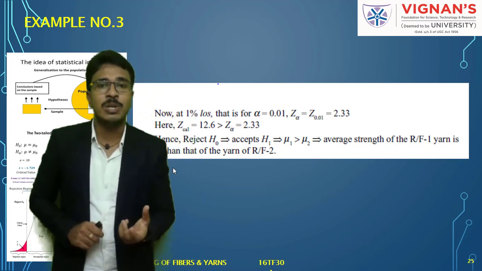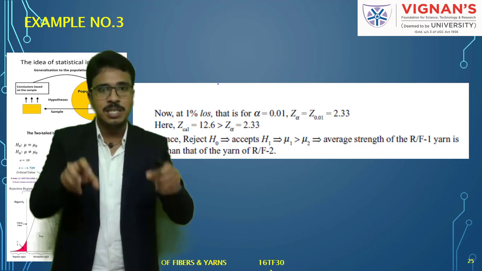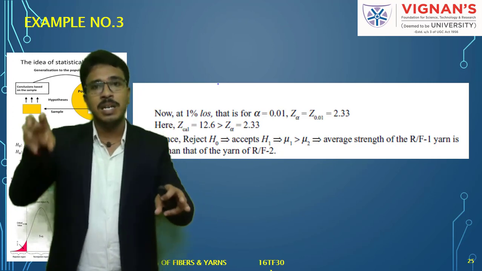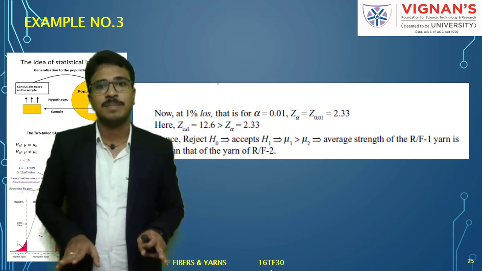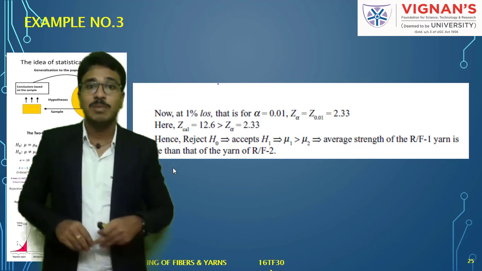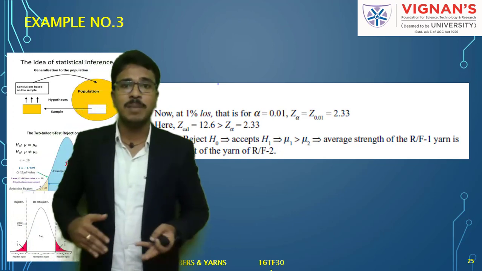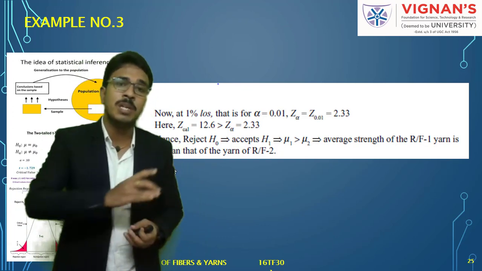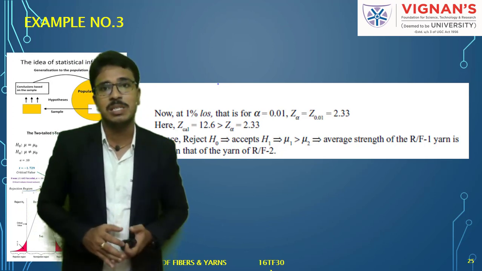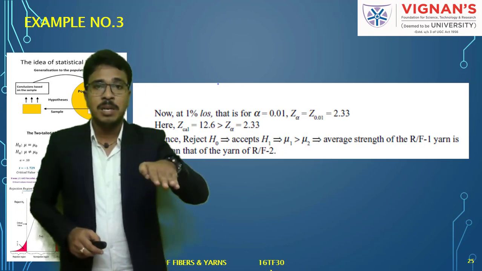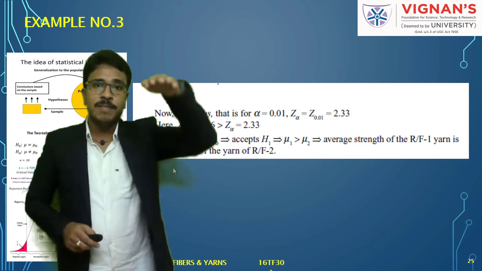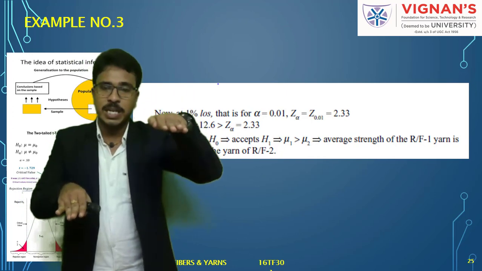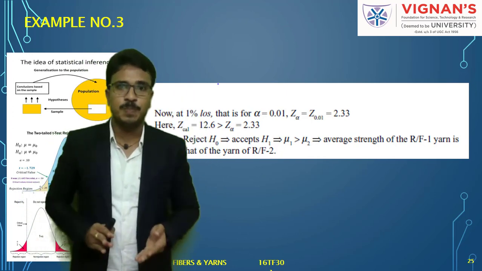If we are rejecting H naught, in the sense that the mean strength of ring frame 1 and ring frame 2 is not equal. Okay, we are rejecting in the sense it is not equal. So that means we have to accept our alternative hypothesis, as we have set it: the mean yarn strength of ring frame 1 is greater than the mean yarn strength of ring frame 2. That is, mu1 is greater than mu2.